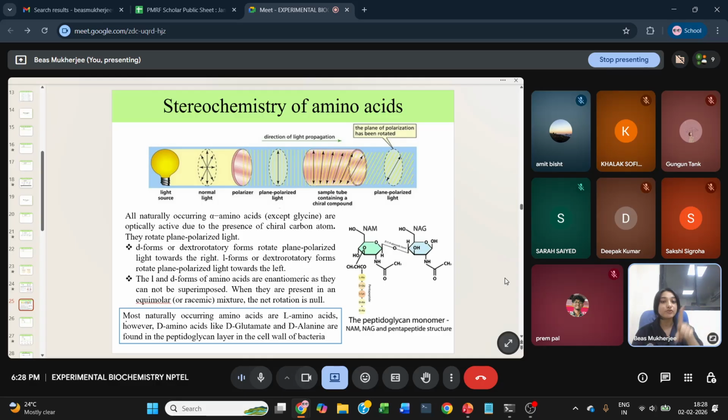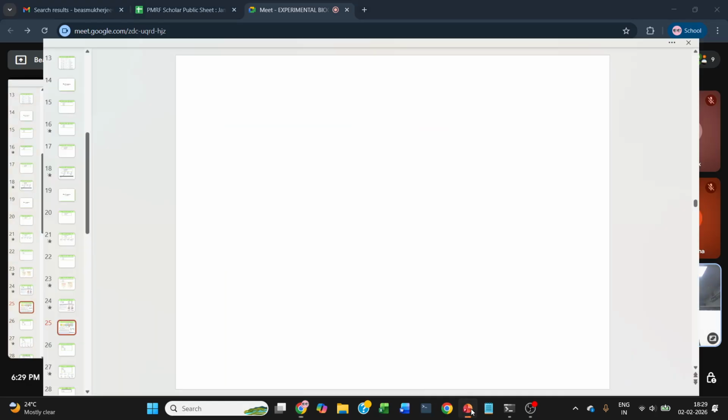Now if you look at this figure, the peptidoglycan monomer is given here, which contains N-acetyl muramic acid and NAG, which is N-acetyl glutamate most probably. This has a pentapeptide structure, and there you will see that there are alternating D amino acids. So D-glutamate and D-alanine are found in the peptidoglycan layer in the cell wall of bacteria. This is something that you can remember.